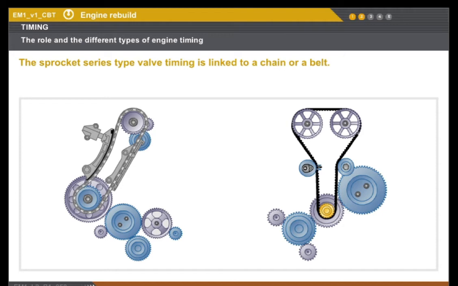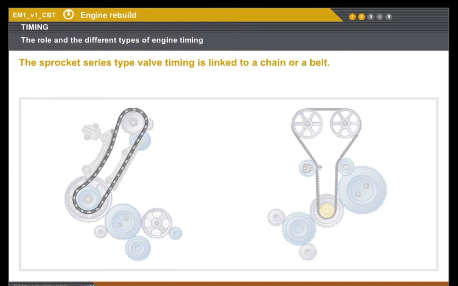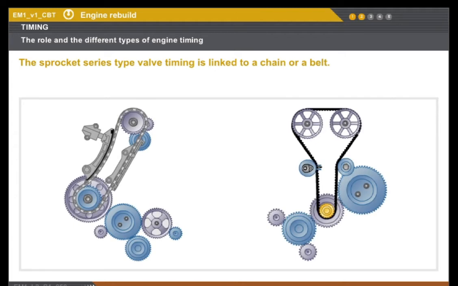Finally, let's take a look at the timing using a series of sprockets linked to a chain or a belt. These configurations are usually used for high-pressure diesel engines. Move your mouse over the components to identify them.